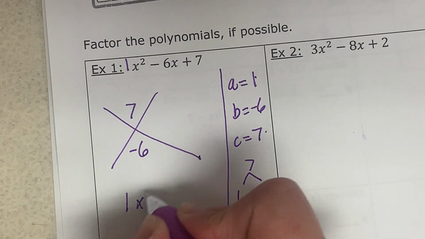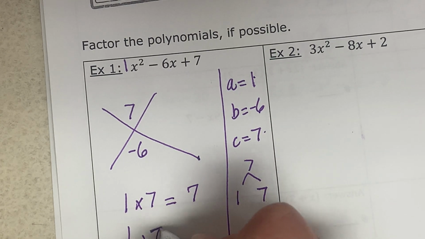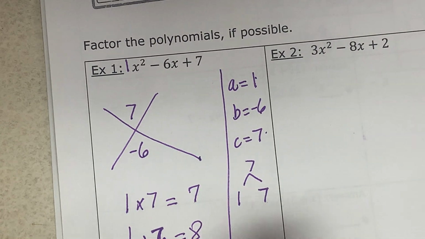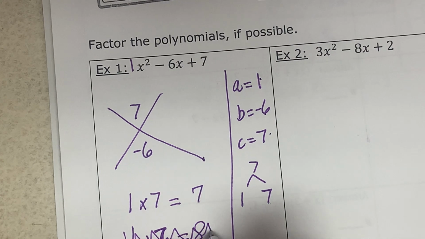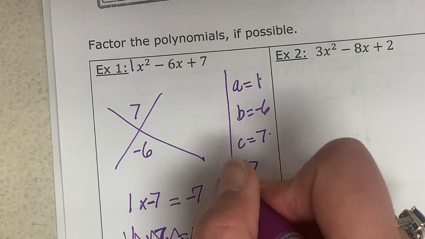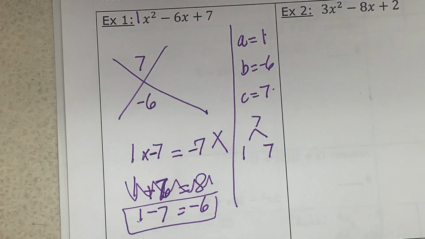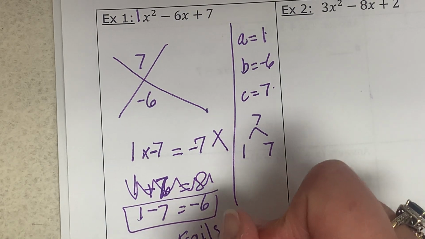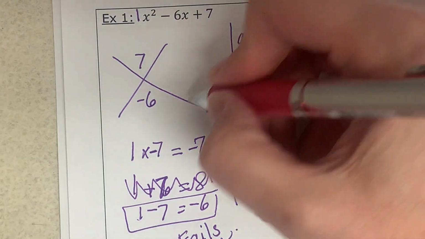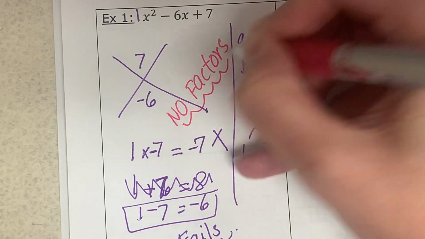So all I have to do is adjust that. 1 times 7 is 7, and 1 plus 7 is 8, but 1 minus 7 is -6. But if I use this, it is not working. I have to put the minus on the 7. That gives you -7. This doesn't work either. So technically the check fails. So your answer would be no factors. This one cannot be factorized.